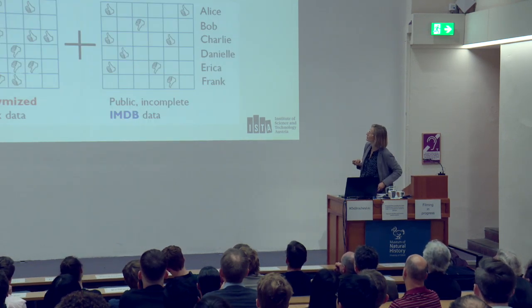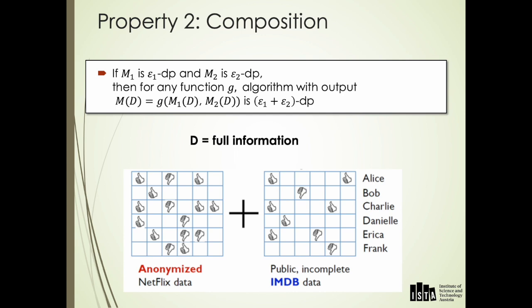Okay, so this is the first useful thing. The second useful property of differential privacy is composition. Okay, so assume you have a first mechanism that's epsilon 1 differentially private, and a second one that's epsilon 2 differentially private. And now you want to have a mechanism, let's first ignore g, that just outputs both outputs, the output of M1 and the output of M2. Then the theorem says that this is epsilon 1 plus epsilon 2 differentially private. And that's not too hard to show based on the definition of differential privacy.